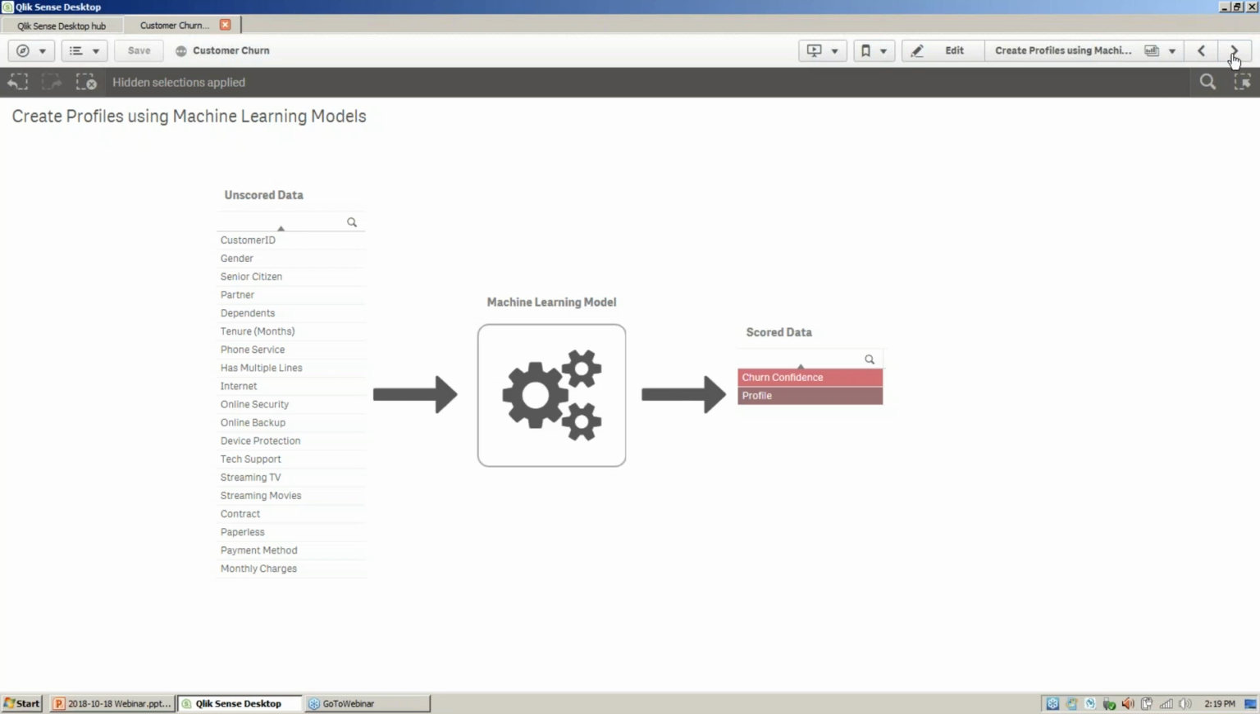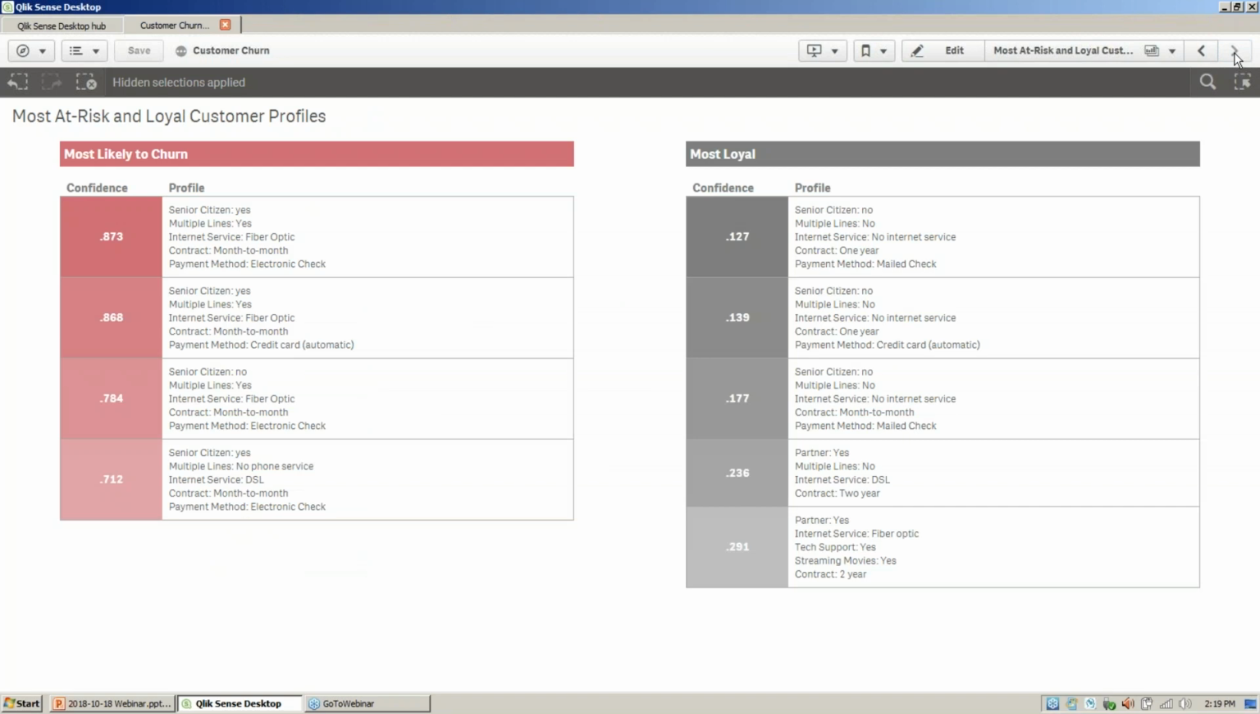And when we do that, what are we left with? We've got some profiles of our most likely to churn customers, and some profiles of the most loyal customers here. So this is something that we can actually take action on. We can send this to product management and say, these are the profiles you need to be considering as you develop new products and new plans. And we can also send it to marketing and say, these are the folks that we need to be marketing to, and keep this in mind as you're doing so.